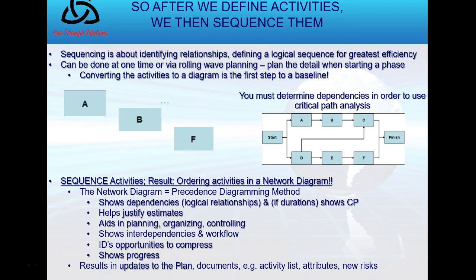I start, then I can go to A and D. A must happen before B. D happens, then C and E can happen, etc. Okay? It shows dependencies. It's going to help justify our estimates. It's going to give us ways that we can compress and manipulate the schedule if, or should I say when, no, if we fall behind.